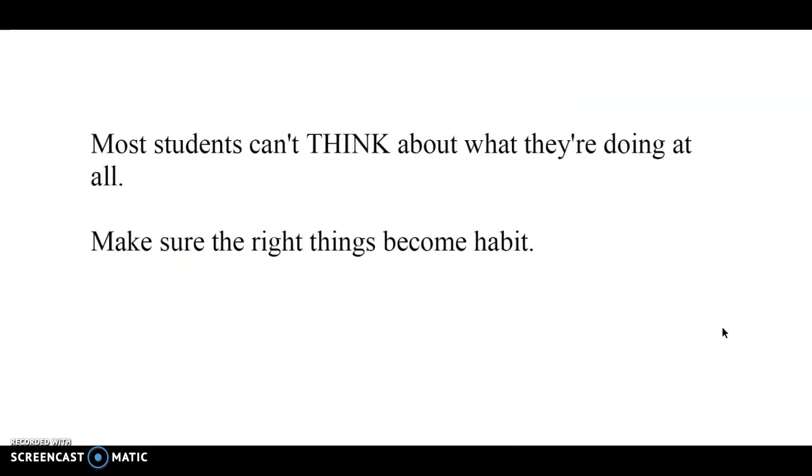Most students cannot think about what they're doing at all in math. This will become apparent. I'm going to give you some examples, but this is super, super critical to remember. Just because a student is doing something doesn't mean that they are thinking about what they are doing, okay? Most students memorize a lot of processes. That's just how they get through math, right? They go around, they memorize this process, this process, this process.